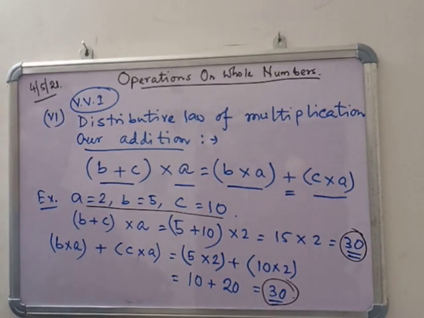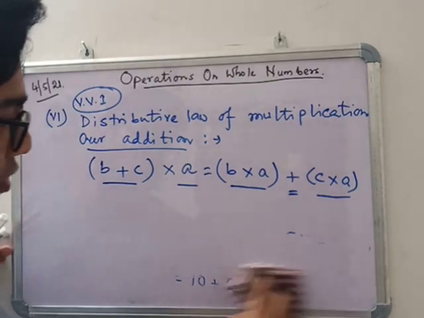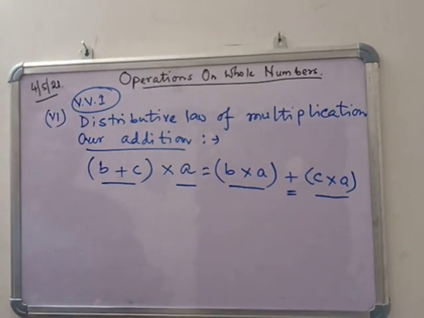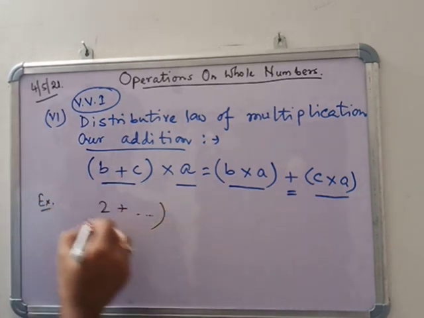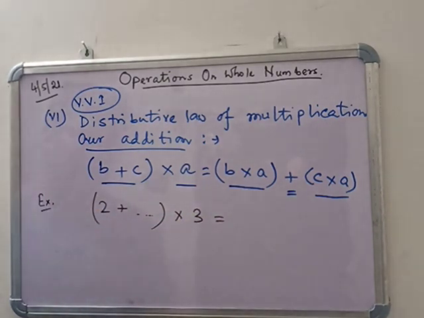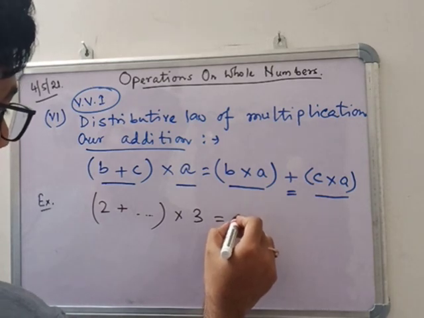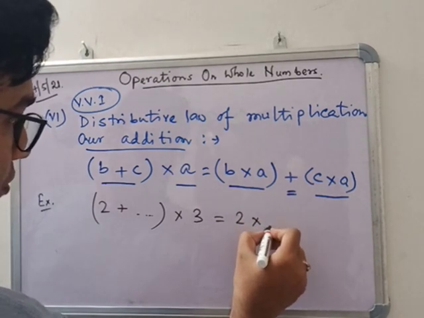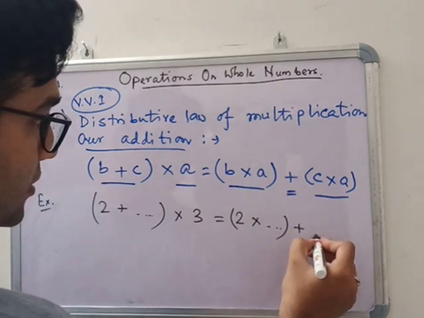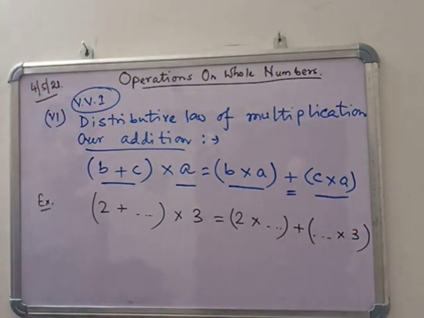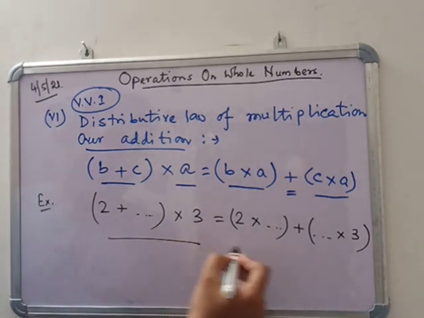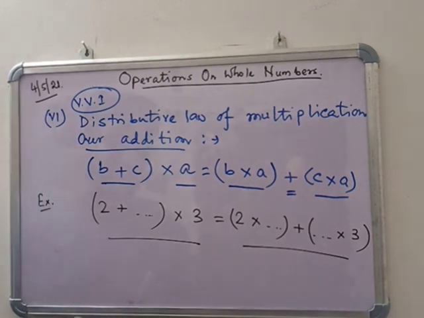Sometimes you see in the question, these types of questions also come in the exam. Fill in the blanks given: 2 plus dot dot dot into 3 equals 2 into dot dot dot plus dot dot dot into 3. The left hand side and right hand side should be equal. In the question, the answer is given. You have to find that only.